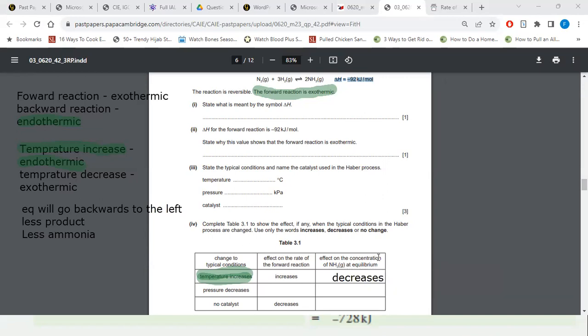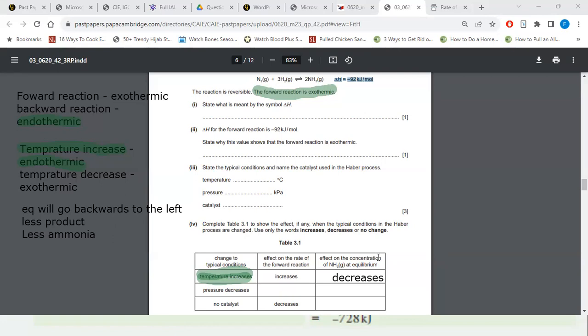So basically, since we increase the temperature, it's going to go backward, to the left. If we go to the left side, that means less product. But if they ask temperature decrease, the opposite: it's going to go to the right side, which means more product.